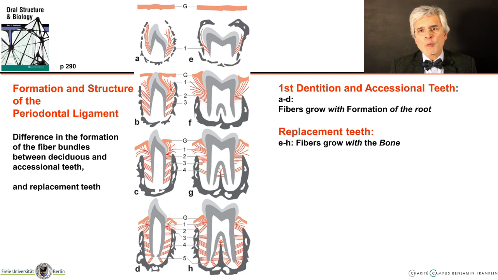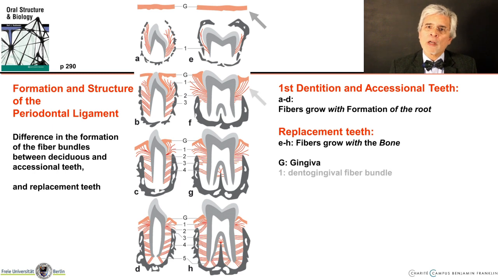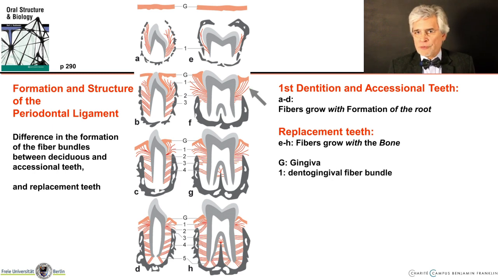Now we can go through all the structures marked in the right-hand column of images again. So at the top, that is of course the gingiva, labeled with G. And then at 1, these are the dentogingival fibers. The desmodontal fibers are distinguished anatomically according to their course and directions.